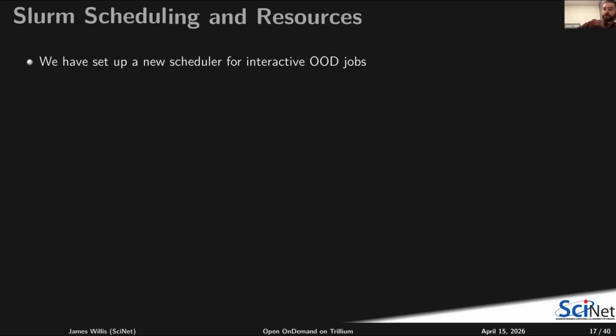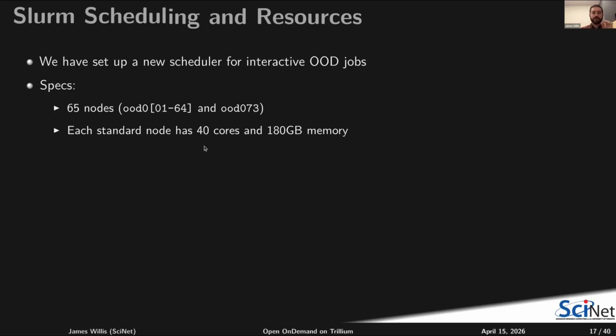Okay, so now I'm going to go through the resources behind Open On Demand and the nodes that we have available. So we have a separate set of nodes for Open On Demand because these are for interactive jobs. So we have a separate Slurm scheduler for the OOD jobs. If I say OOD, I just mean Open On Demand because it's very long to say that every single time. And so we have 65 nodes set up for OOD. And each node has 40 cores and 180 gigabytes of memory.